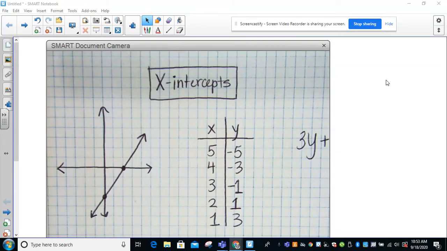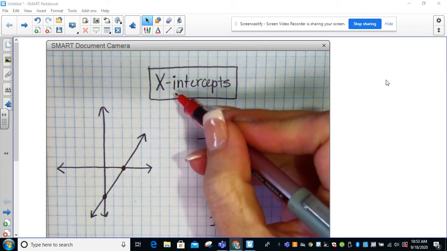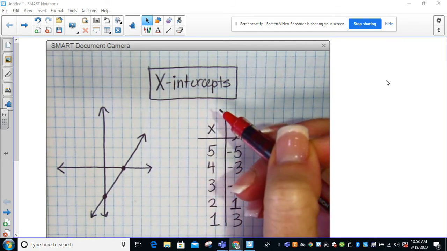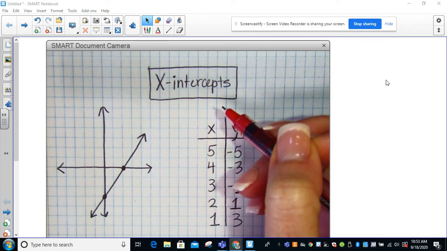So I want to review X and Y intercepts. I will say that under normal circumstances, we're usually talking about Y intercepts, so be super careful when you're asked to identify an X intercept. An X intercept is basically just where the line crosses the X axis.